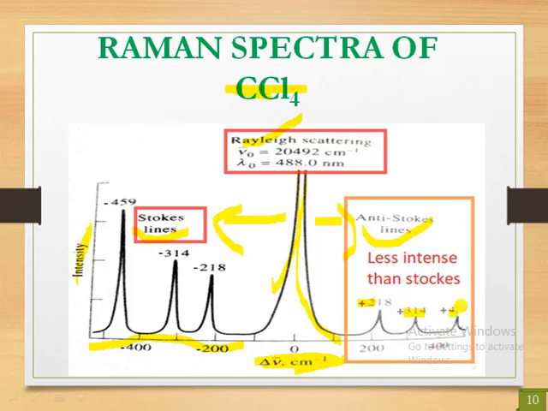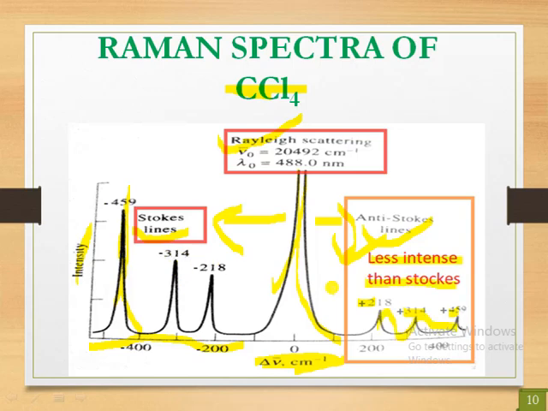The Stokes lines are found at wave numbers of 459, 314 and 218 centimeter inverse. But this is in the minus. Means what? You can say these lines are at smaller values than the Rayleigh line as well as the anti-Stokes lines. Don't look at the intensity. Intensity is higher, but energy is lower. The line has a lower frequency.